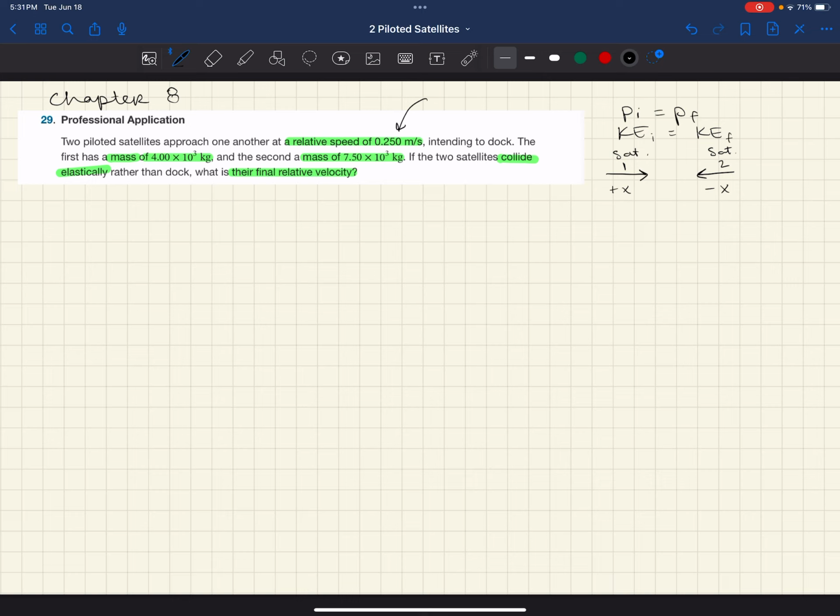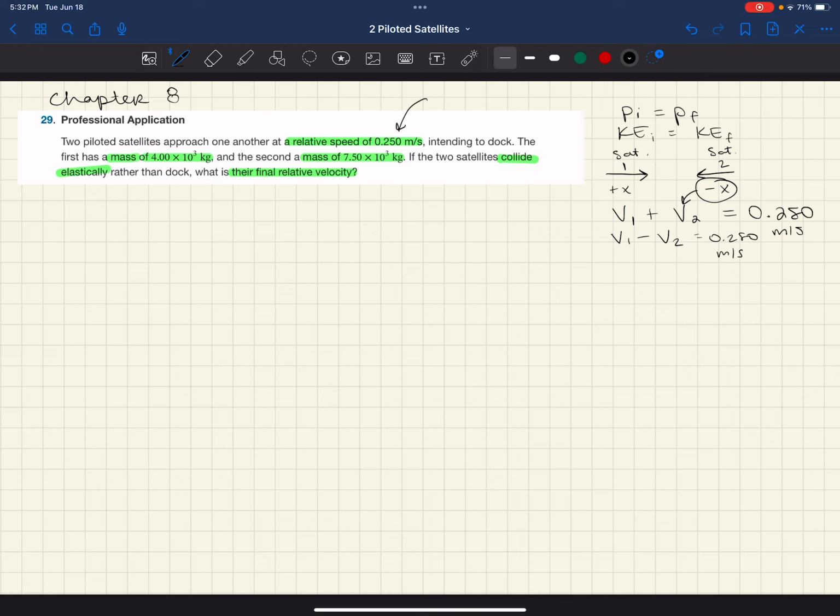So that would mean the velocity, for example, of satellite 1 plus the velocity of satellite 2 is going to be equal to 0.250 meters per second. Since we can see that the second satellite is moving in the opposite direction to the first satellite, we could also write this as V1 minus V2 equals 0.250 meters per second. They would both be true, since this would be a negative value. Now, how are we going to use that to figure out their final relative velocities?